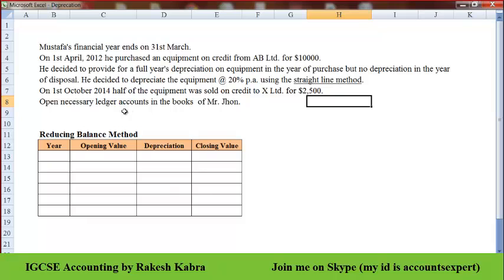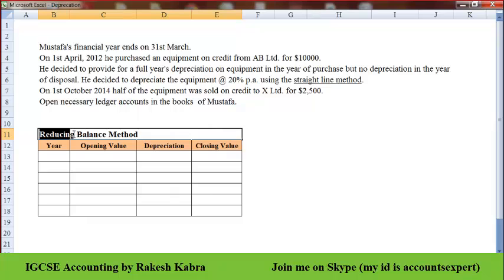Open necessary ledger accounts in the books of Mustafa. Agree? So this is the question. You understood the question? Now see, first we will prepare this schedule of depreciation, using the straight line method.